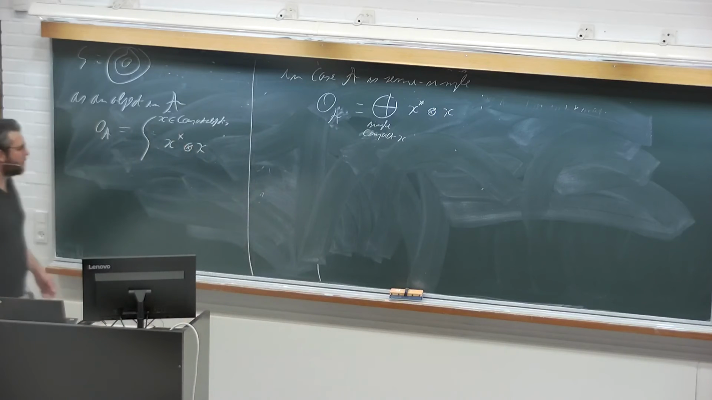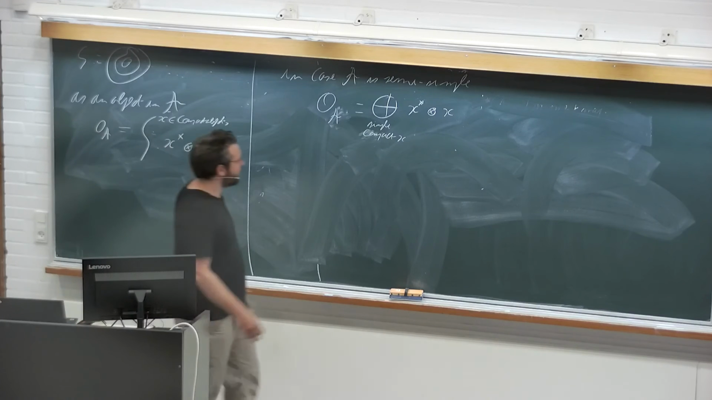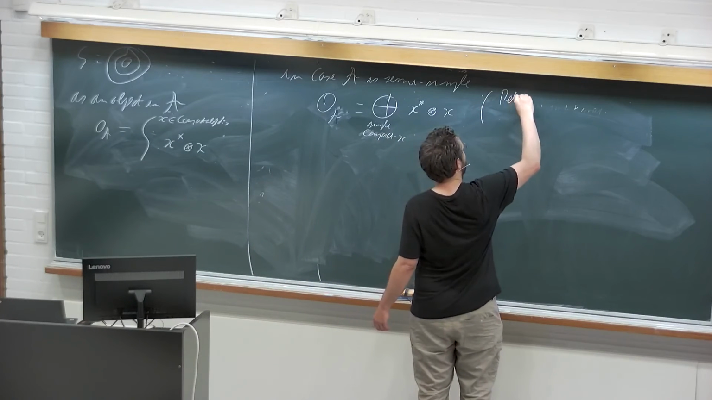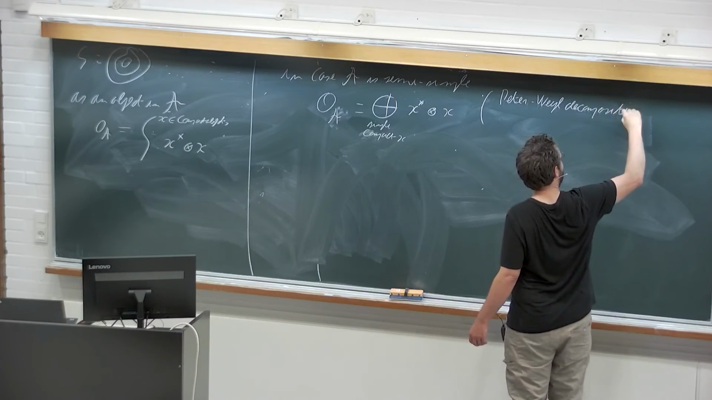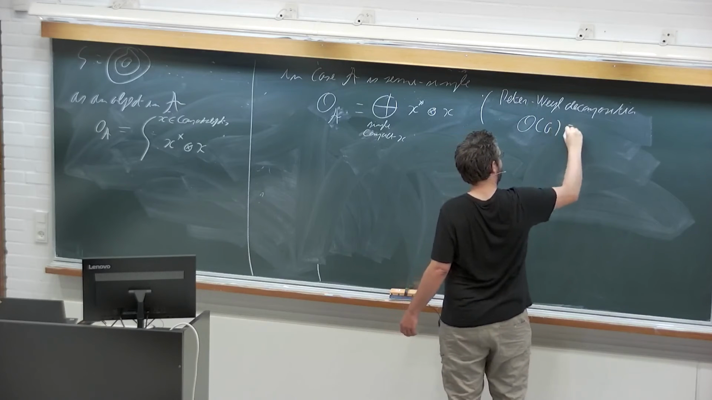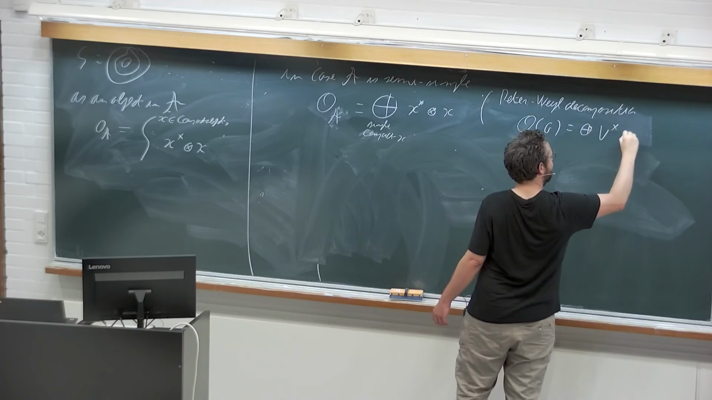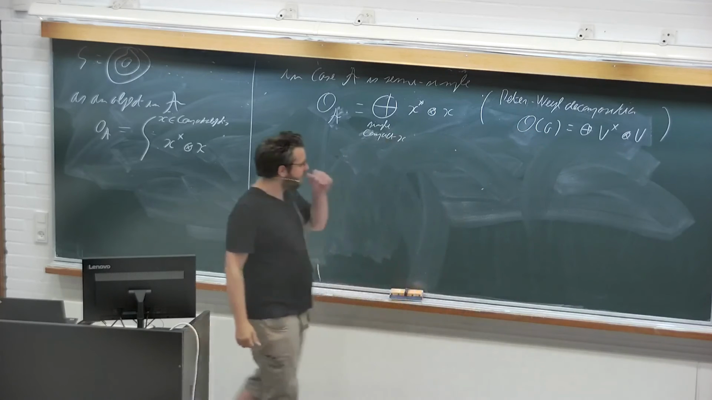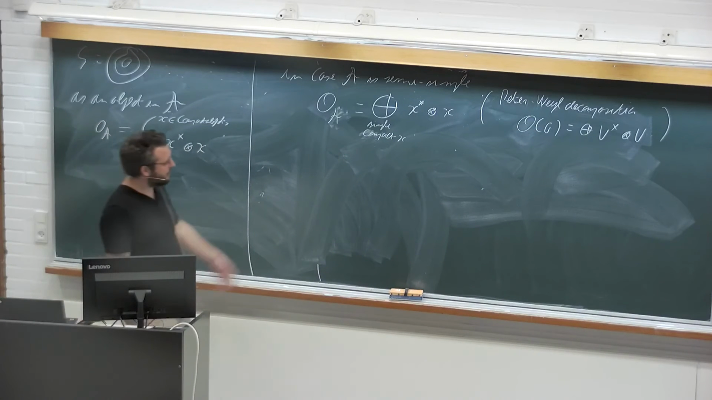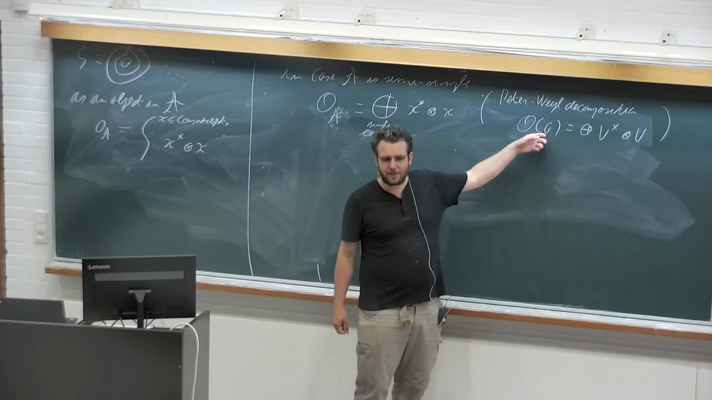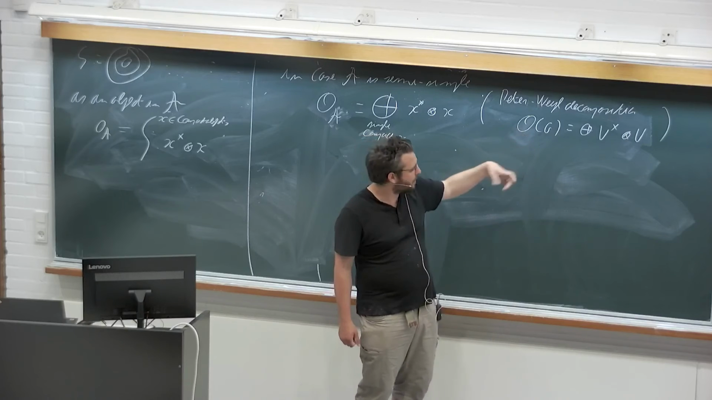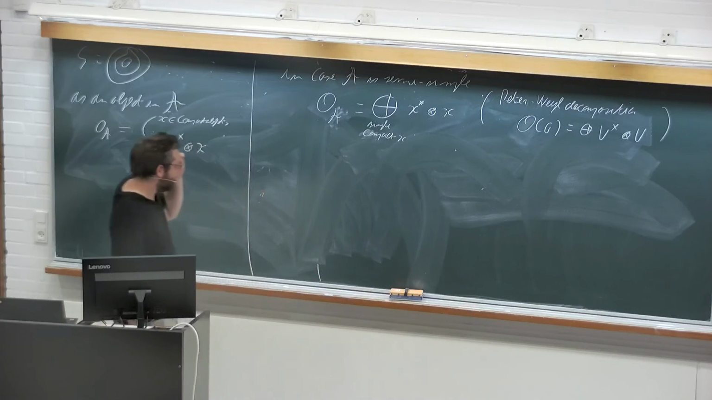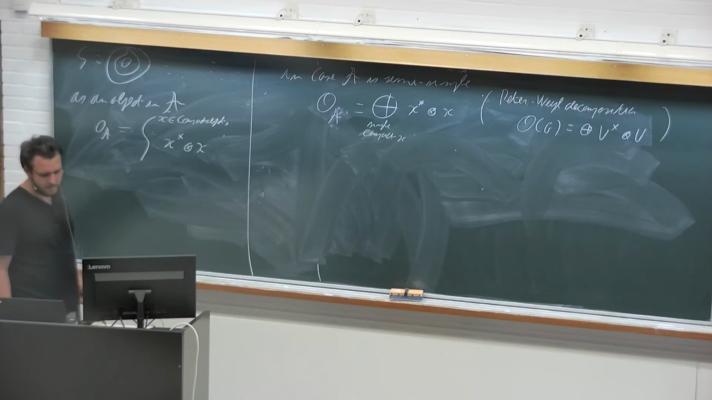So if the category is semi-simple, I claim that you can actually write this as a direct sum over the simple objects. And obviously, this should remind you of the Peter-Weyl decomposition of O of G. So in a way, that's a justification for introducing new notation. O of G is in particular the algebra of functions on the representation variety of the annulus, but that's also, perhaps more importantly, functions on G. So anyway, this is a very similar idea.